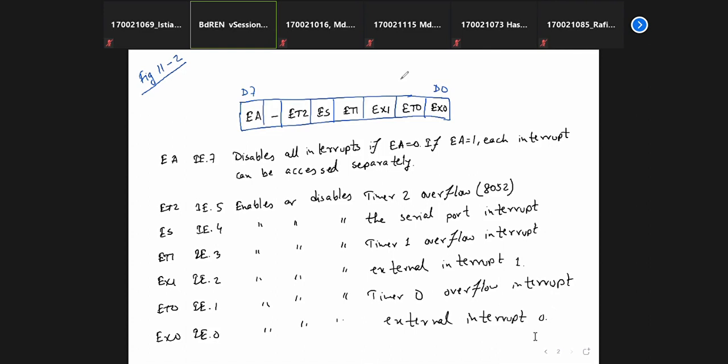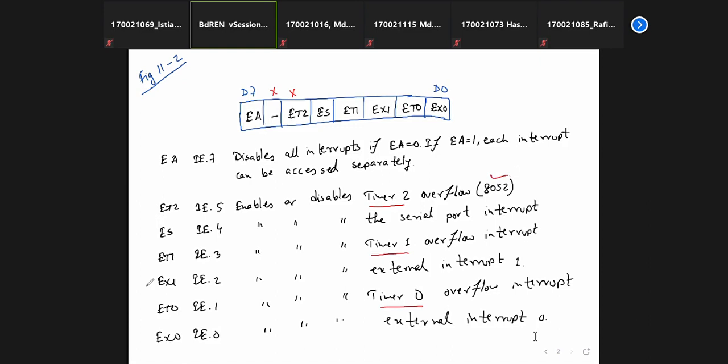Alright then. So this is your IE register, all the 8 bits. We are not interested in bit number 6 and bit number 5, because bit number 6 is reserved for future use, so we don't have to deal with it. And bit number 5 deals with timer 2 overflow. But recall that in our 8051 MUSI, we only have 2 timers, timer 0 and timer 1. We don't have a timer 2.